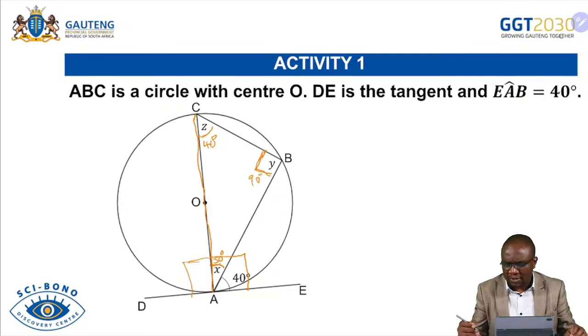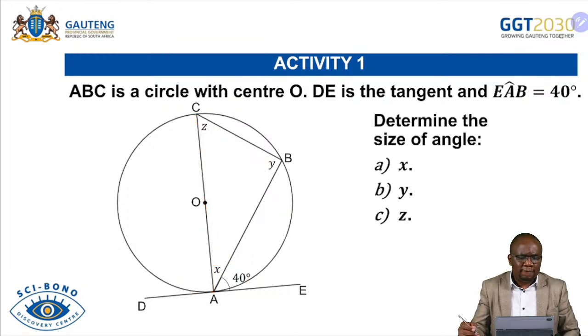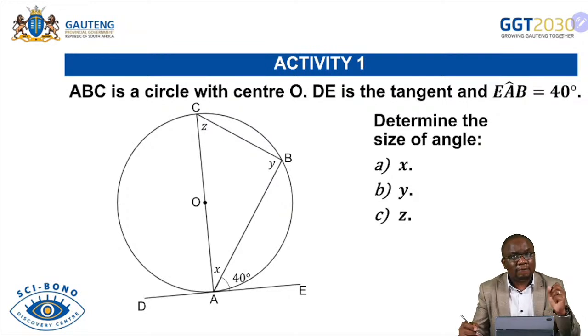Let's go back to our questions. Now, what will be the value of X? I'm going to give you 1 minute to find the value of X, the value of Y, the value of Z. I've given you answers, but now I want you to try on your own. For 1 minute, find the value of X, Y, Z, and then after that, we just discuss. Let's try.